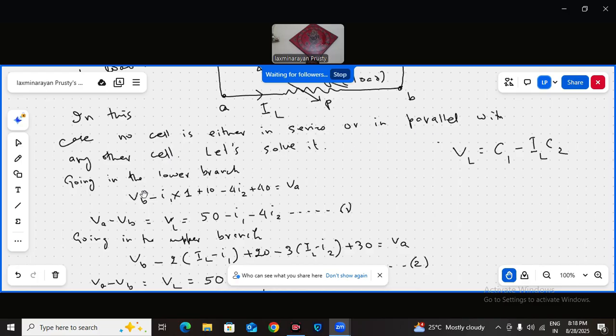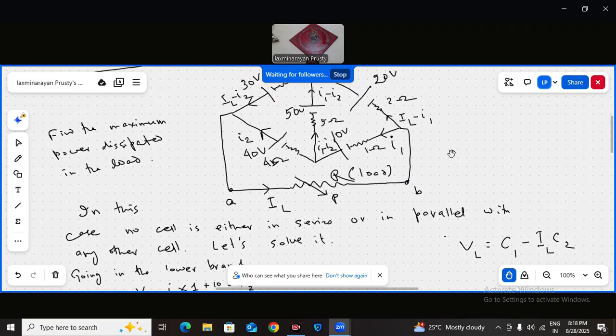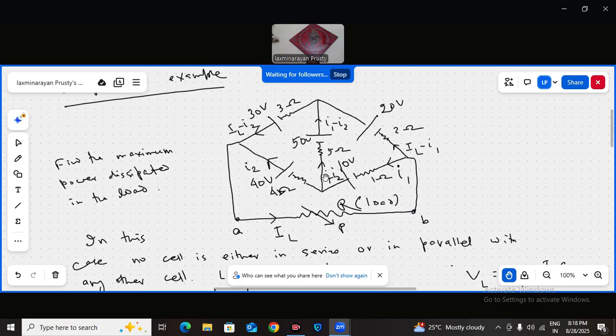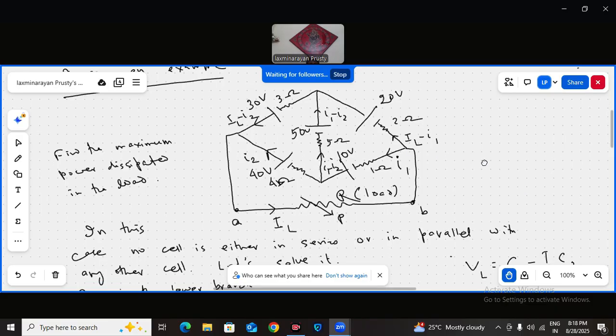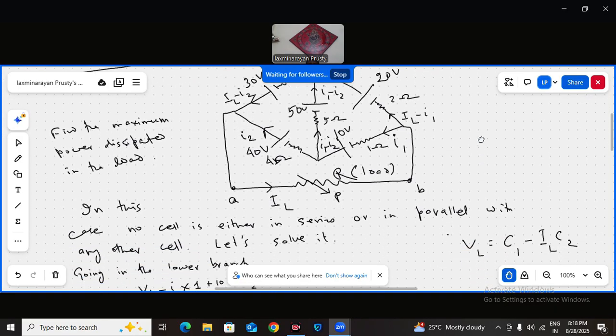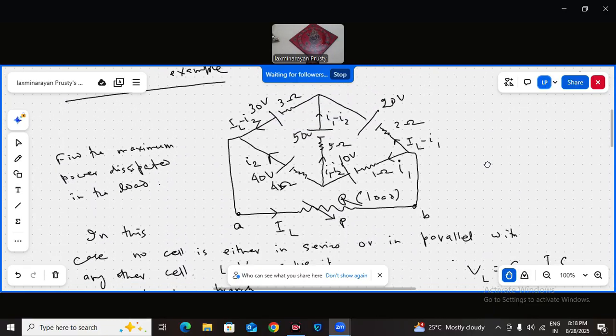Let's solve it. Going in the lower branch, this is IL; in the lower branch the current is I1, so in the upper branch the current is IL minus I1. Then here I2 is going, so in the bridge branch the current I1 minus I2 will flow, and in this branch IL minus I2 will flow. Add both, it becomes IL minus I2. We have divided the current using Kirchhoff's law, the branch rule or junction rule, as you normally say.